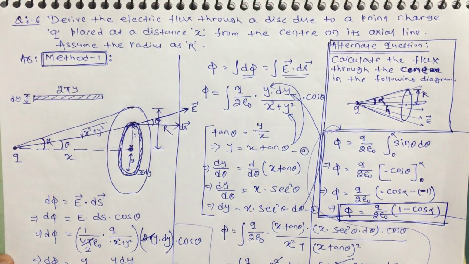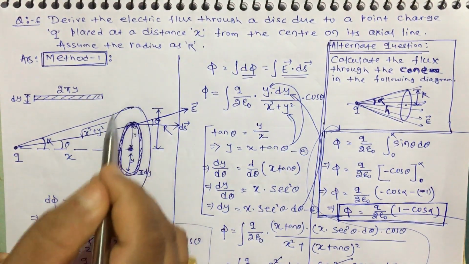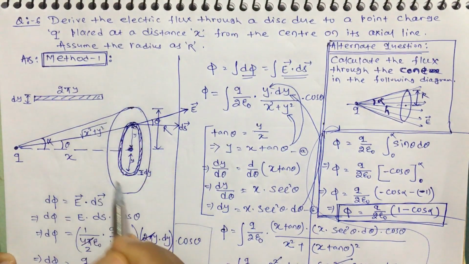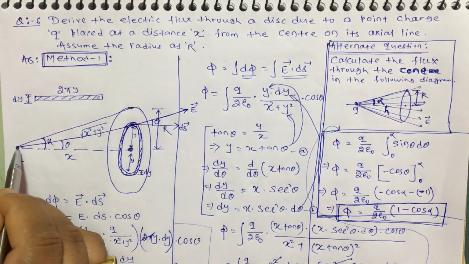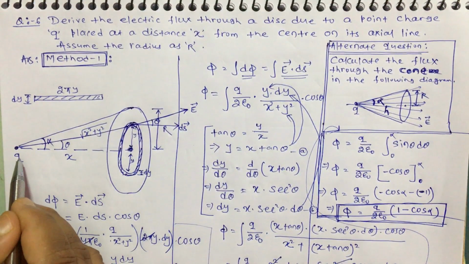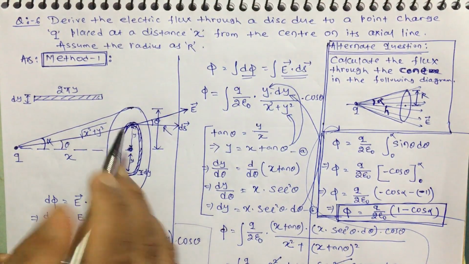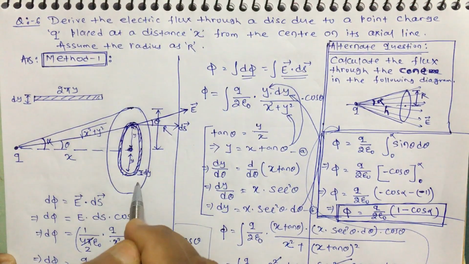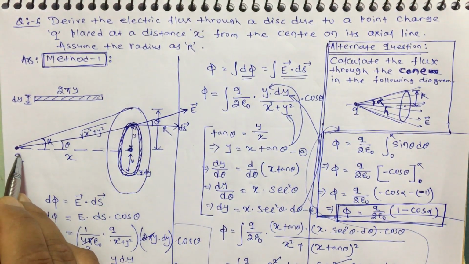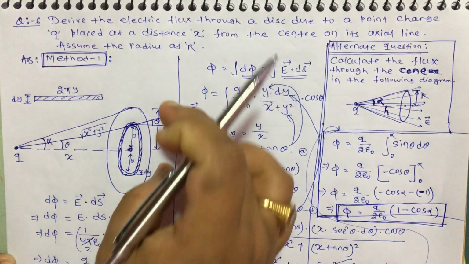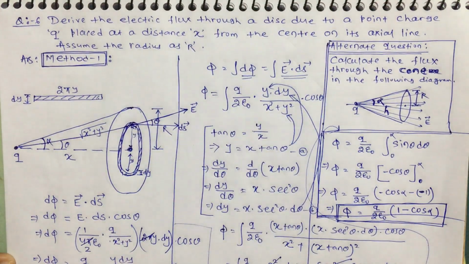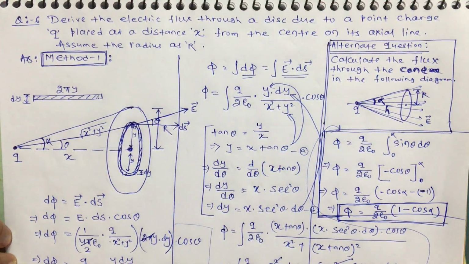So what is the question all about? There is a ring given. Okay, sorry, there is a disc given, and there is a point charge q at a distance of x from the disc. These distances, this ring, nothing is given. Only a disc is given, and on the axial line there is a charge q at a distance x. This capital R is given, which is the radius of the disc. You have to find the flux through the disc.